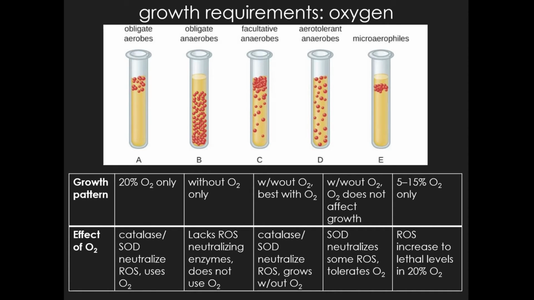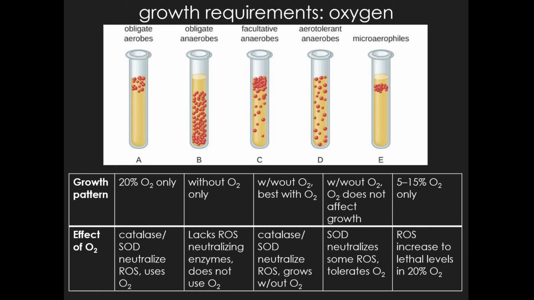Finally, we have the microaerophiles. And microaerophiles, they like oxygen, but they like just a little bit. So these guys grow in 5 to 15% oxygen. And if you increase the oxygen level above that, then the reactive oxygen species that are made will become lethal and the organisms die. So they cannot grow anaerobically and they can't grow in full atmospheric oxygen.